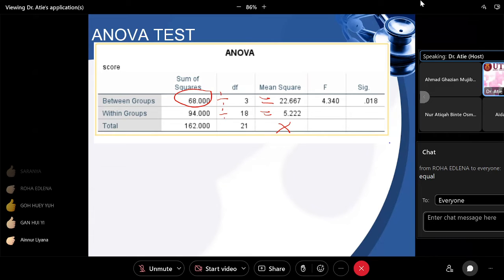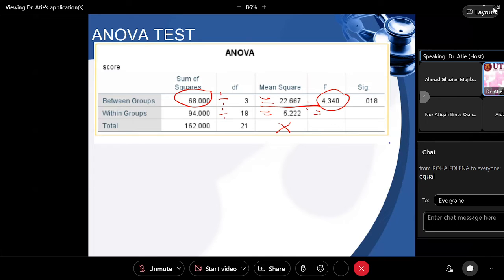Right. And then that's how you get the number for the mean square, right? To find the mean square is the sum of squares divided by DF, right? And then how do I get this number, DF? Right, this number you get from 22 points, this one, divide. 22.667 divided by 5.222. So you will get this number, 4.340.